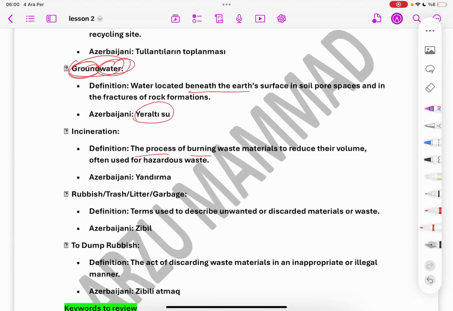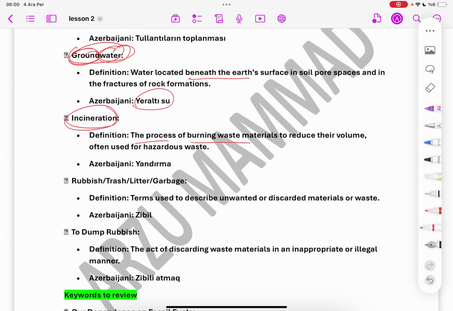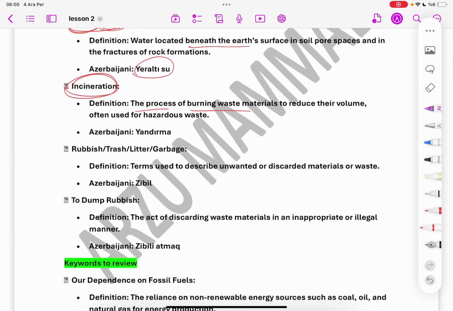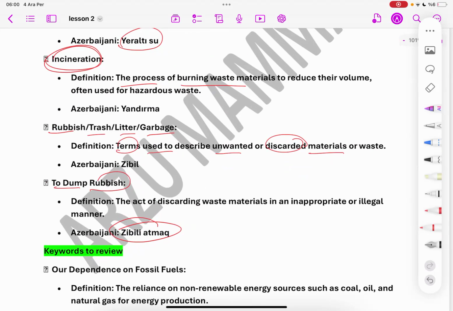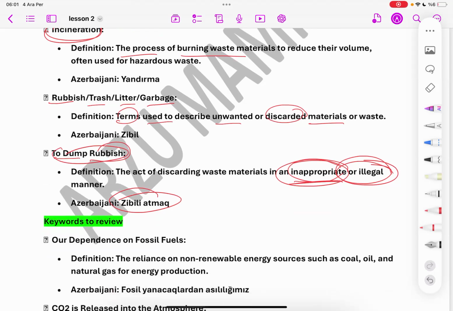Incineration, the process of burning waste, okay? Do not forget, it is also one of the most common ones. Rubbish, trash, litter, and garbage are synonyms of each other, so they are terms used to describe unwanted or discarded materials. To dump rubbish, so you can see its meaning, or we can say discard waste, like the act of discarding waste materials in an inappropriate or illegal manner. So it is very important, like in an inappropriate or illegal manner. For example, the government doesn't let, let's say, discard waste into the sea. So when you do it, you dump rubbish in this case.